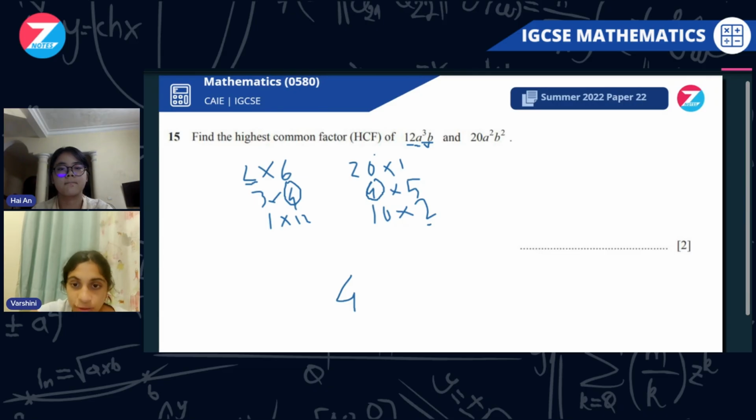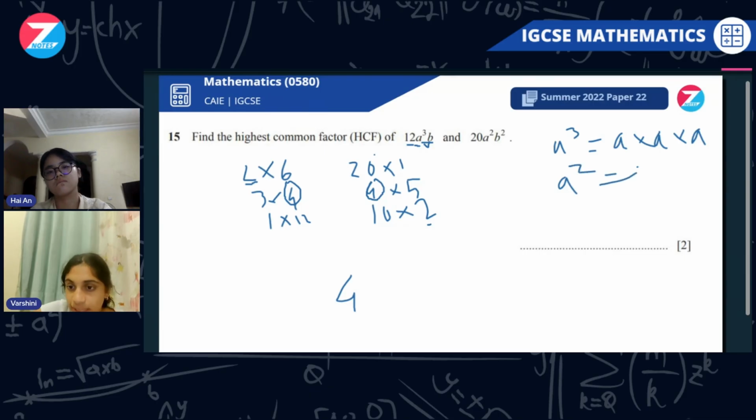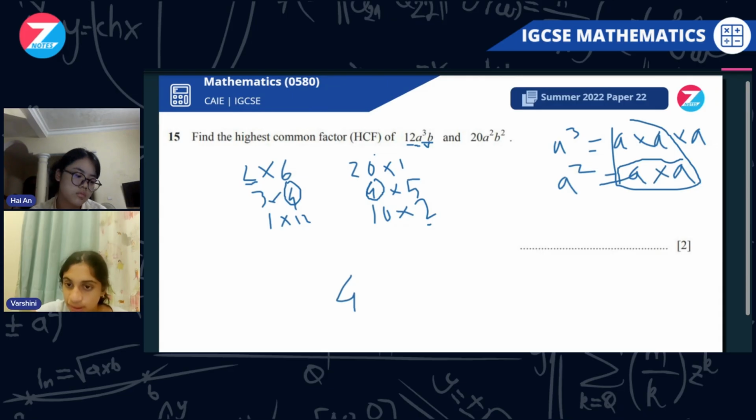Now, for a cubed and a squared, we know a cubed is nothing but a into a into a, and a squared is just a into a. So the highest common factor between these is just going to be a into a, because a cubed is nothing but a squared into a, and a squared fits perfectly into a cubed, so a squared will be the highest common factor.